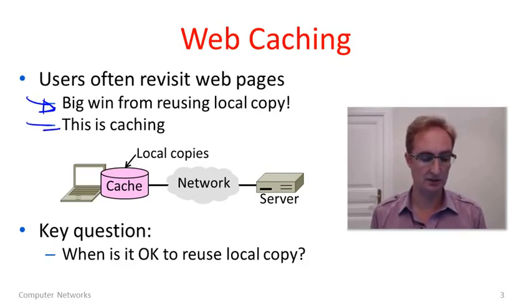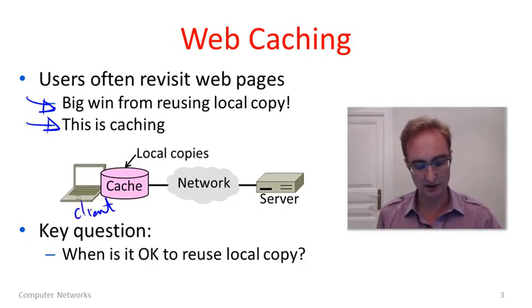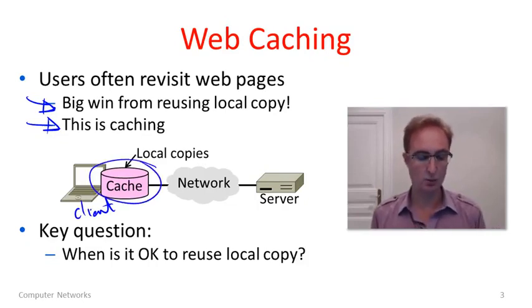This is called caching. And so you can see in the picture here, I have the client over on the left in this case, the server on the right, and what's new here is this big cache. We're going to try and draw web resources from this cache rather than from the server across the network.